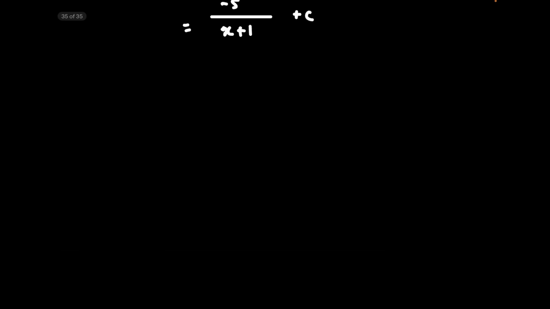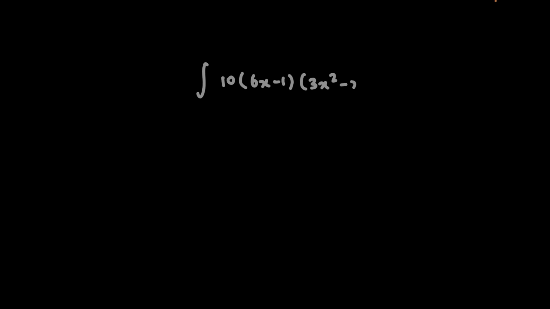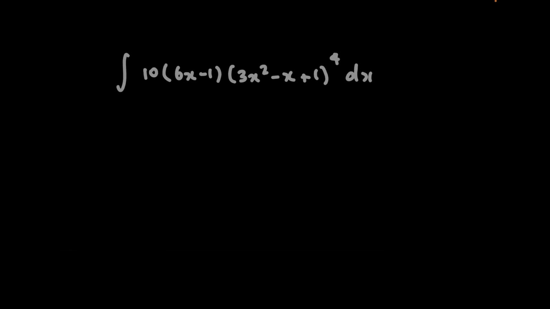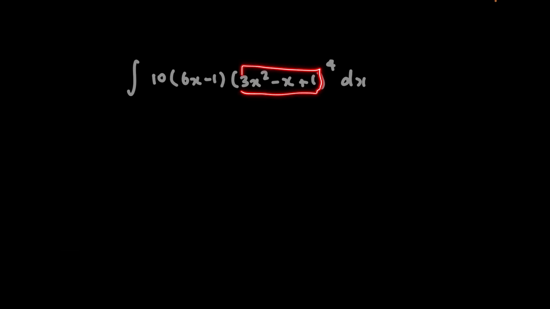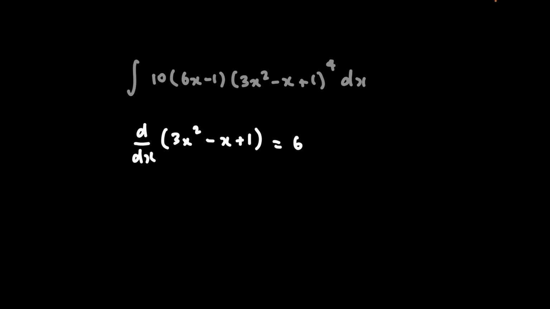Let's keep it going. Next question, the integral of 10 times 6x take 1 times by 3x squared take x plus 1 to the power of 4. What is the derivative of our inside function which is raised to the power? So in this case, what is the derivative of 3x squared take x plus 1? Well, in this case, it's equal to 6x take 1. Do we have the derivative of this inside function next to it? Well, clearly yes, we have 6x take 1 right next to it here.